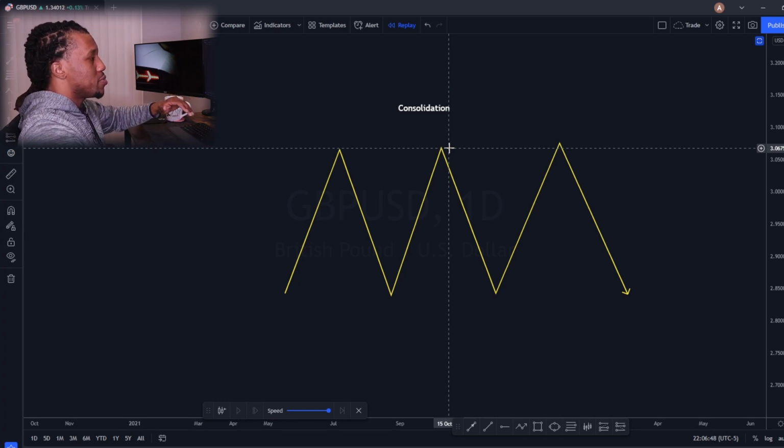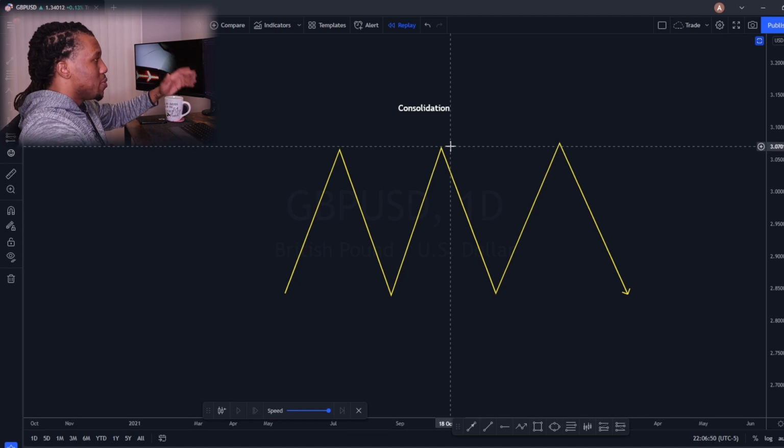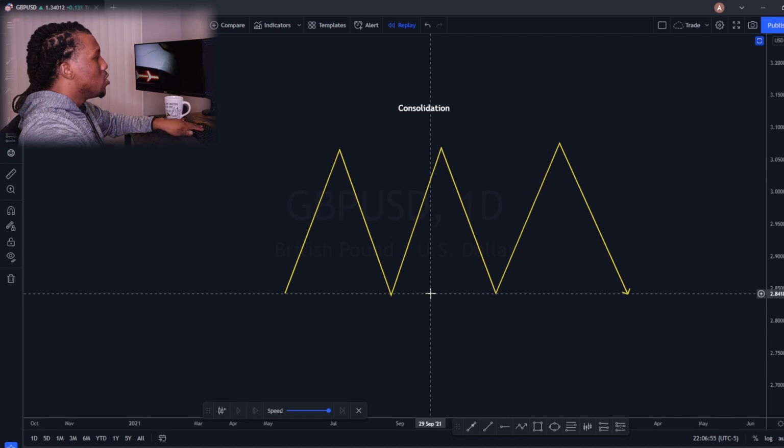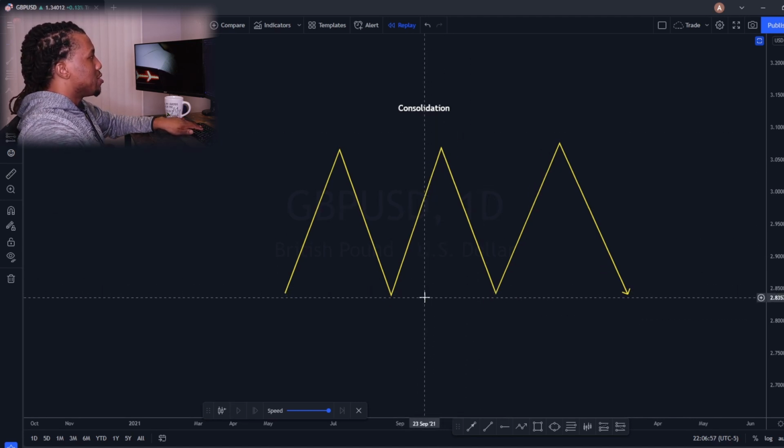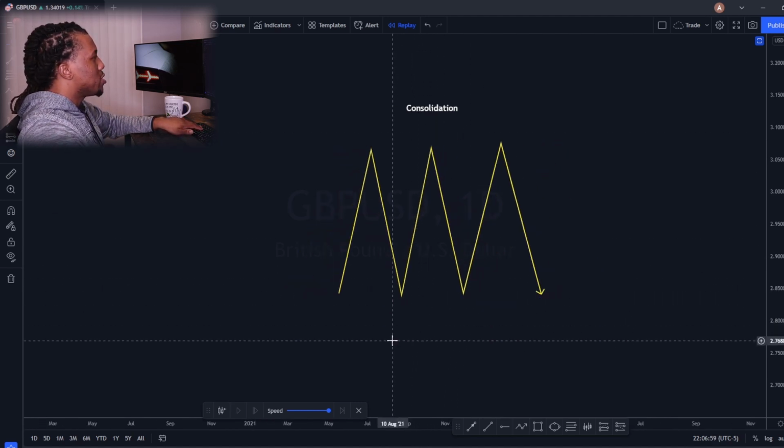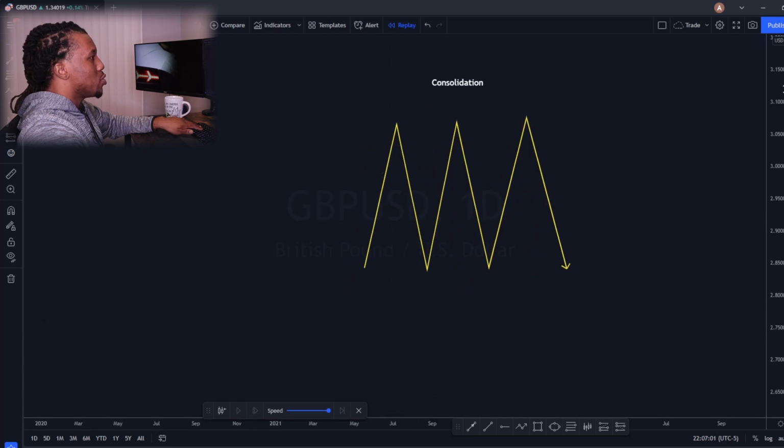consolidation, moving sideways, especially when you're just first learning this, stay away from it, right? Cool. So those are the 3 trends in the market, right? So let's take a look at some examples on the actual chart.